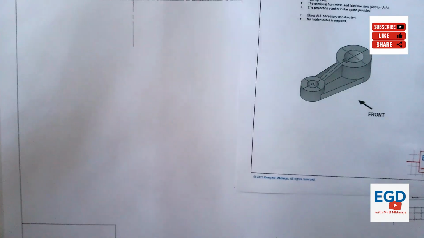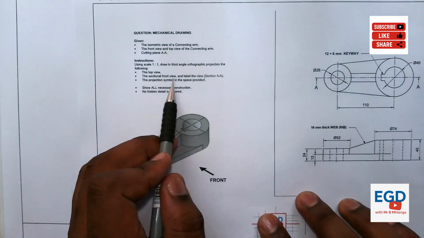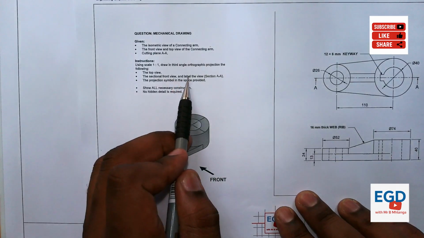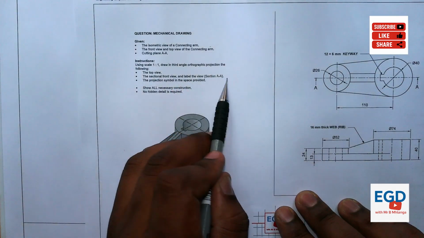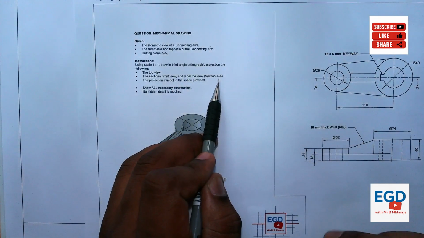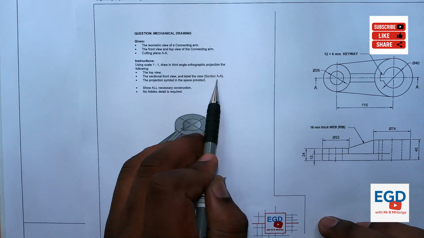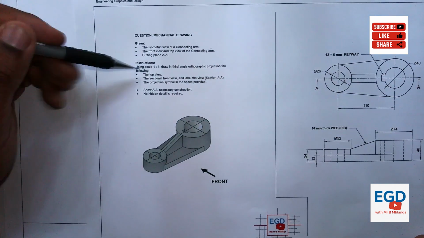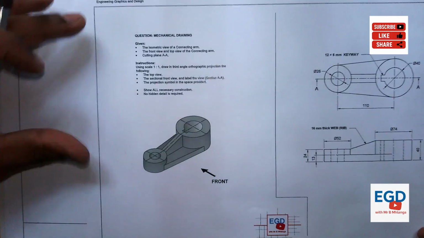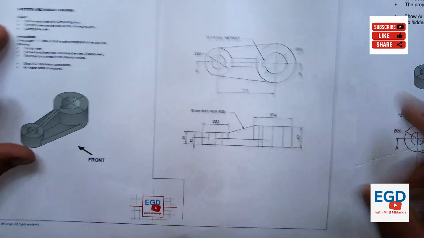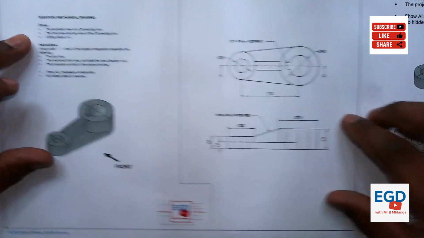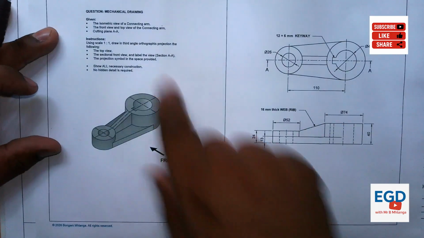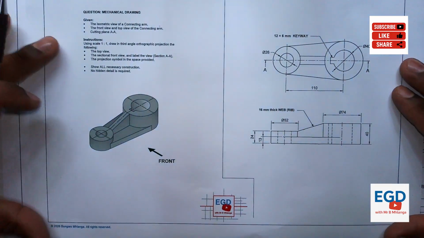Okay. And for the sectional front view, we have to label the view section AA. So after drawing that sectional front view, I'll have to label the view section AA. All right. Okay. So now I know what's given and I know what is required from me, right? Okay, so obviously I'll have to analyze the given views and also the isometric drawing view, right?